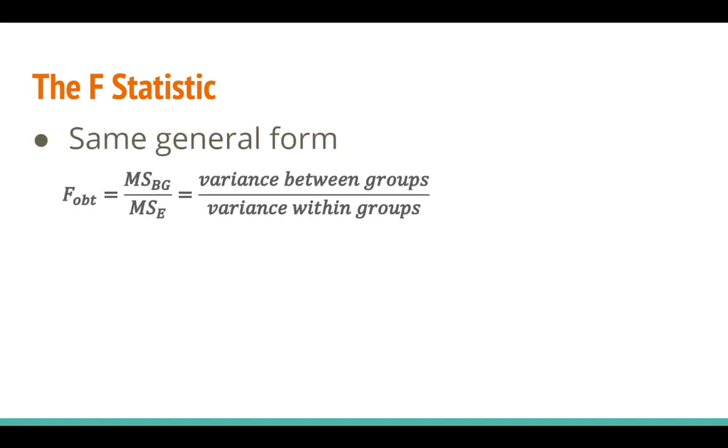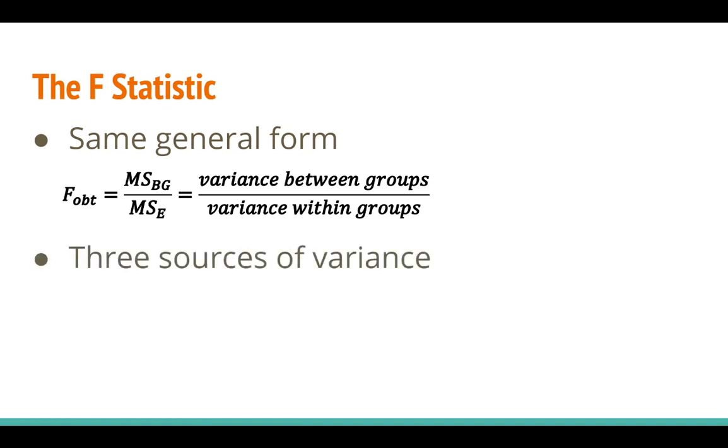So it still has this form for if you wanted to calculate it, if you just wanted to have fun and calculate it yourself. Essentially, we're looking at the variance between groups divided by the variance within groups. It's the same form, it's the same calculation. But now I want you to think about there are 3 sources of variance. We talked about 2 sources before, but really there are 3.